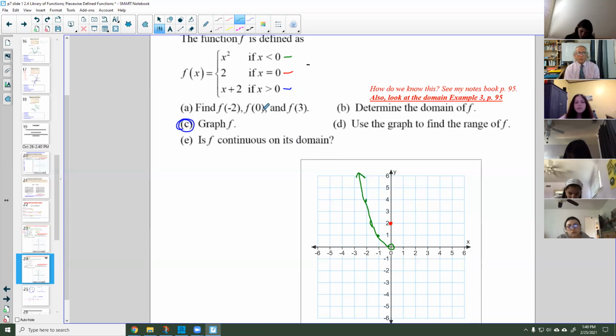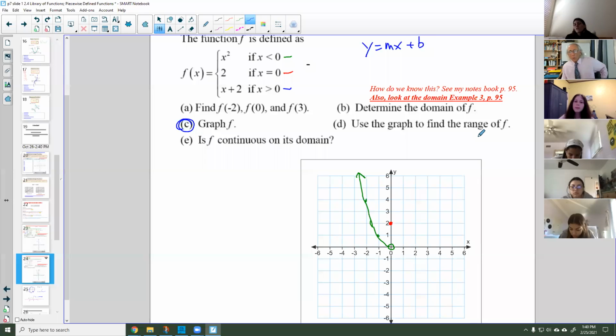And then I go to my third piece here, and it says x plus 2. So let's remember, y equals mx plus b. Well, who remembers what b is? Nobody remembers what b is. B is the y-intercept. Yes, b is the y-intercept.